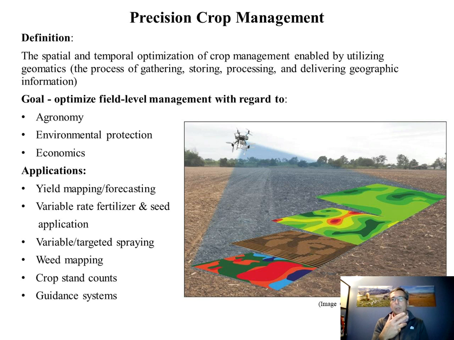And this is where we're talking a little bit more about the variable rate application of inputs. So if we have a very detailed yield map and soil maps, then we can very precisely apply where more fertilizer or less fertilizer, more or less seed in different parts of the field, or maybe even different types of seed. You can also have very targeted spraying technologies, weed mapping, and crop stand counts, and even guidance systems going around the field. So let's take a look at some examples of that.